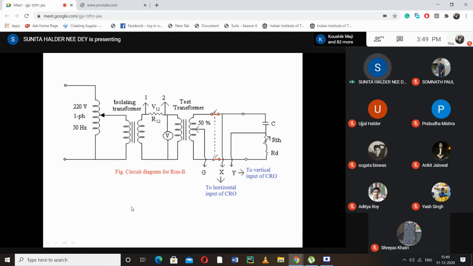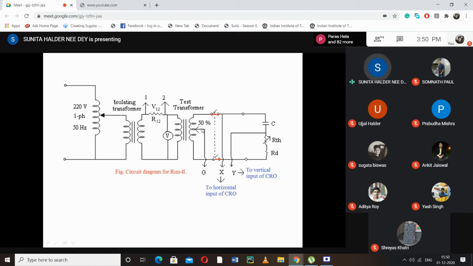Now, this is a circuit diagram for run 2. For run 2, we shall close the circuit in the secondary. The secondary is a simple RC circuit. This RTH, RD are actually two resistances to make the resistance variable. It can be shown by one resistance also, but in the instruction manual it is given in this way, so I have kept it this way. RD means decade resistance, RTH means one rheostat is there. So with both these resistances, we can change the overall resistance of this circuit. In the secondary, it is nothing but an RC circuit.